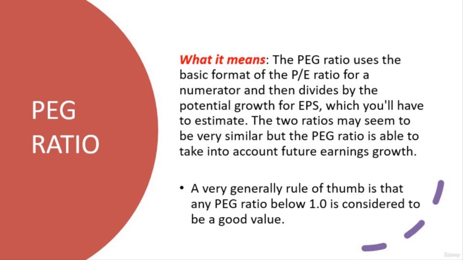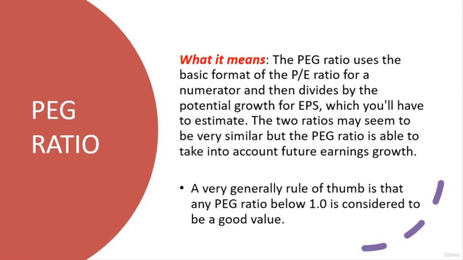And they seem to be very similar, but the PEG ratio is able to take into account the future earnings growth. They're similar because the PE part is the same. What's different is the growth factor. And this way we can now have a numeric number to help compare companies, compare across industries, and have growth factored in there too, because as earnings grow, our stock price should grow along with it, is the idea. And a general rule of thumb is that any PEG ratio below 1.0 is considered to be a good value. Below 1.0, the better the value.